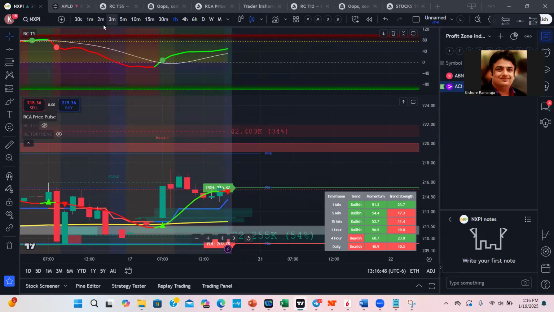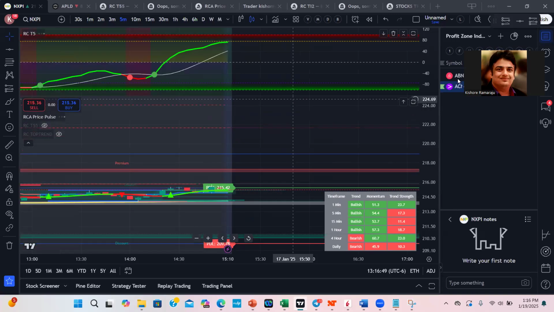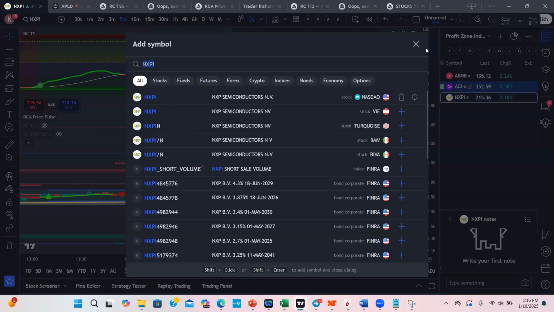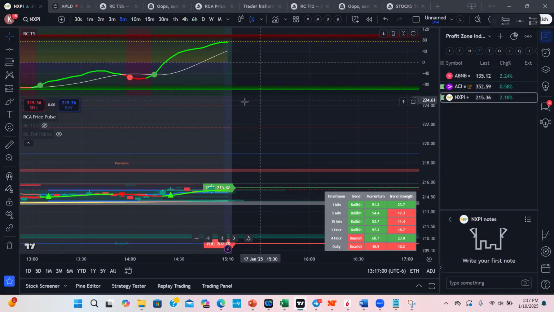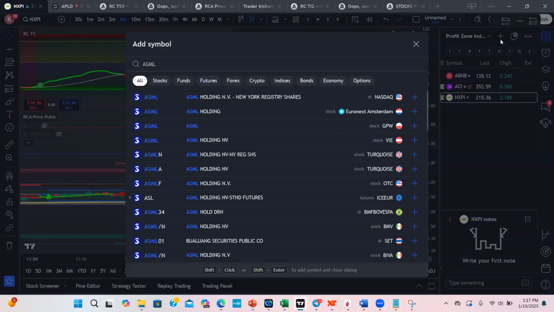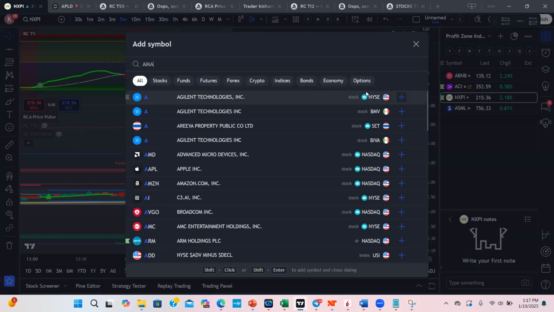So now I'll go to 5 minutes. I can go add an NXPI alert. Right now I can put a green. That means whenever there is a drop and it starts moving up, I want to only buy calls. I want to buy the stock. I want to do bull puts on NXPI, on Accenture, on ASML, or on AMAT.